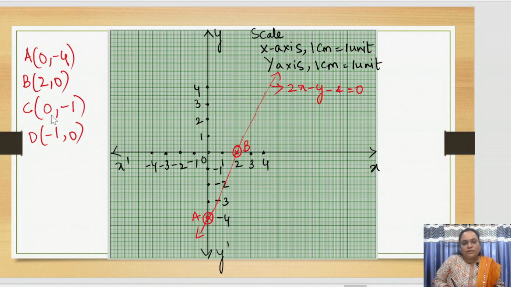So the next point is 0 and minus 1. 0 on the x-axis, minus 1 on the y-axis, which is this one. Minus 1 and 0. Minus 1 on the x-axis and 0 on the y-axis, which is this one. Okay. Let us join these 2 points. So this is C point and this is D point. x plus y plus 1 equals 0.